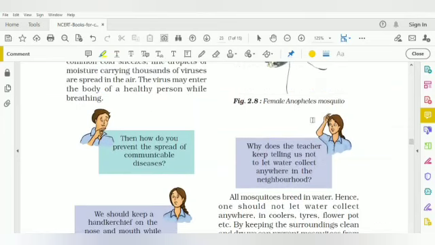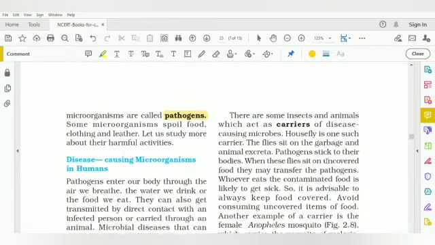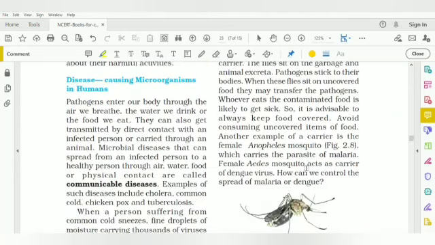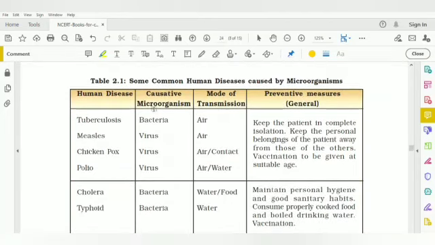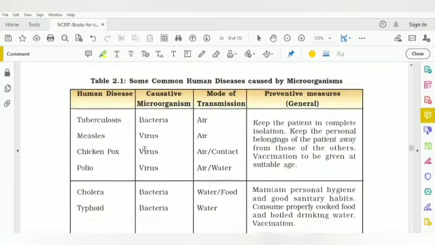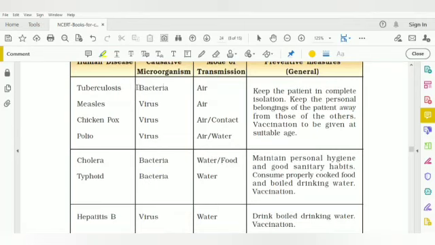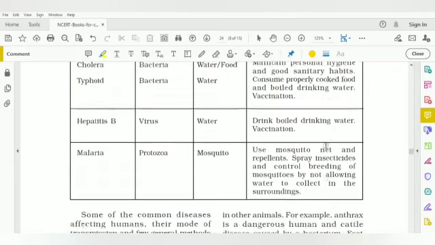The female Anopheles mosquito is also a carrier. Now you can see some common human diseases caused by microorganisms. You can write or copy out this table. A few diseases are given right here, along with the causative microorganisms, which microorganisms cause these human diseases. Then the mode of transmission and the preventive measures are also given.